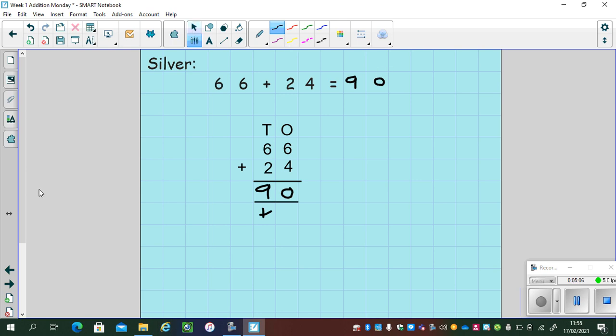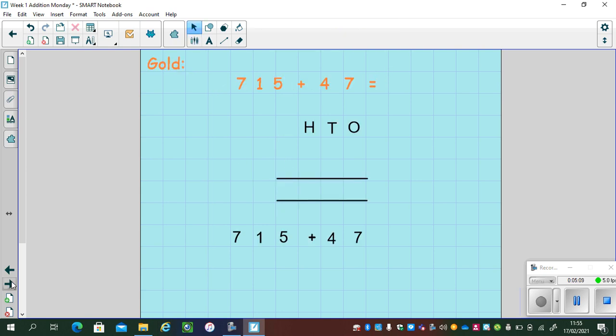Okay, so let's move on and have a look at an example of gold. Here's a gold where we've got a 3-digit number and a 2-digit number. Because we've got 3-digit numbers involved, I've set out my place value as hundreds, tens, and ones. Let's sort out those numbers into their hundreds, tens, and ones columns first. So 715: 5 ones, 1 ten, 700s.